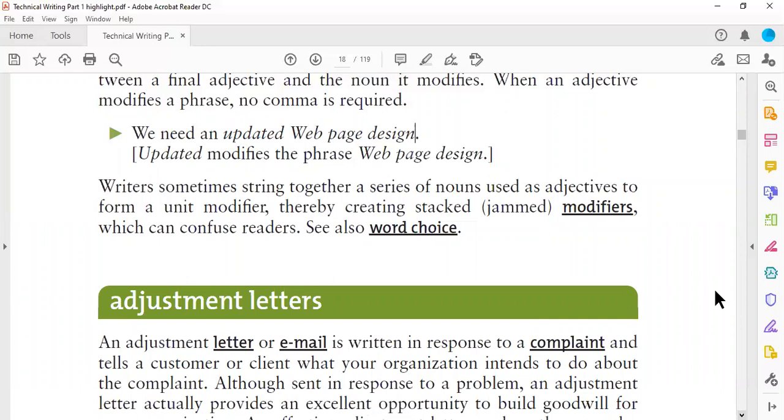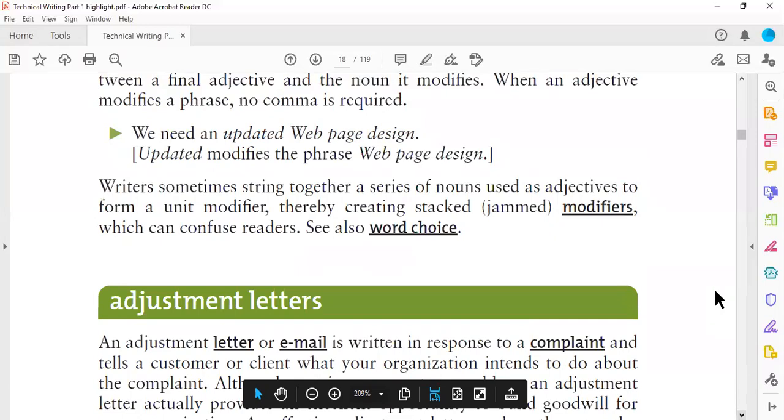Okay, that's all for today, guys. I explained the adjectives and their importance, and hopefully this class will be very beneficial and helpful for you.